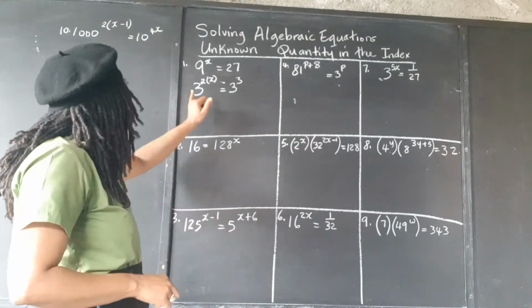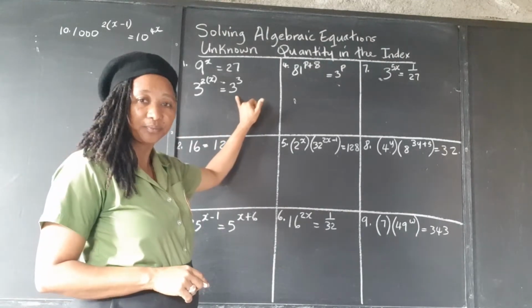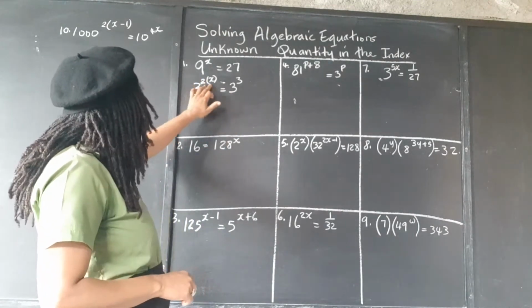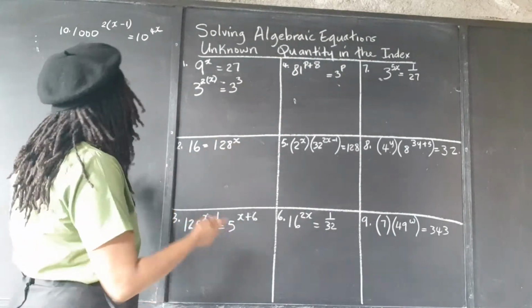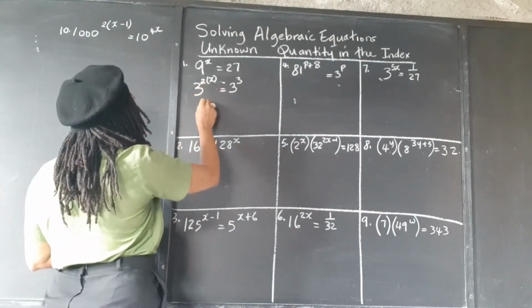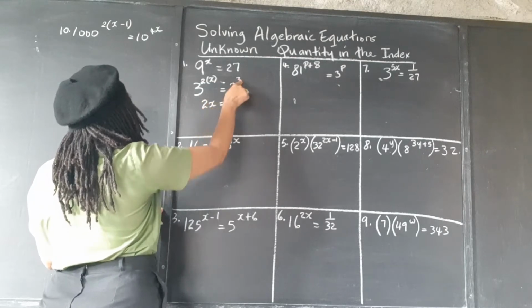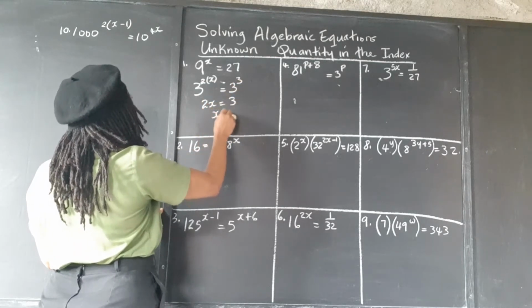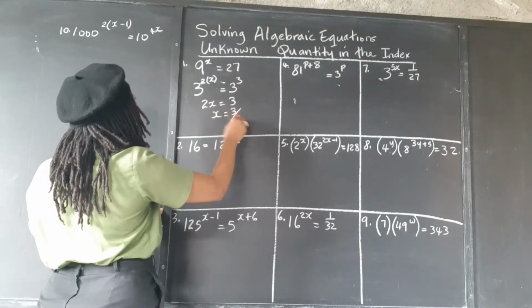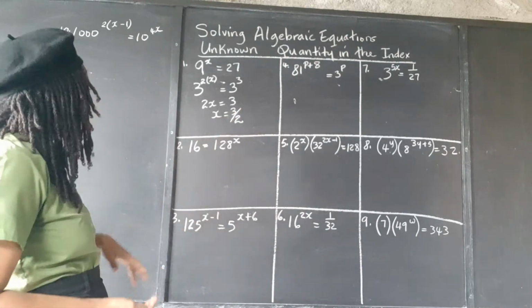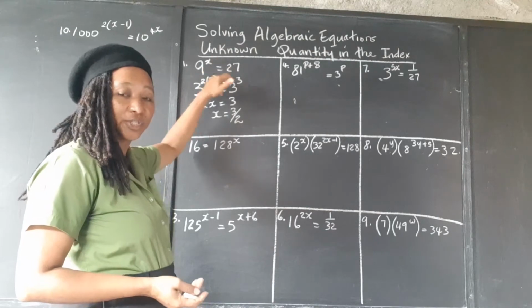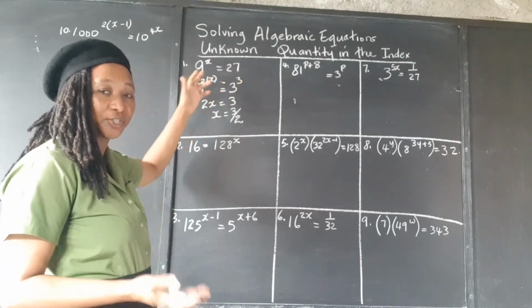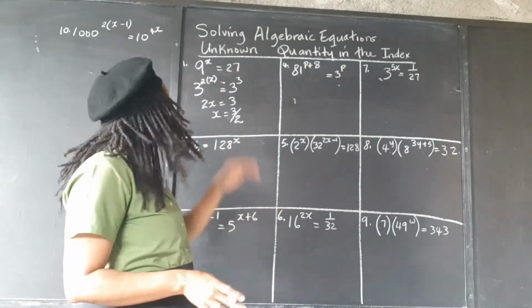So now that we have the same base, we can just let the powers be equal to each other. So the bases are the same. Therefore, 2x is equal to 3. So x is equal to 3 over 2. So 9 to the 3 halves power is 27.